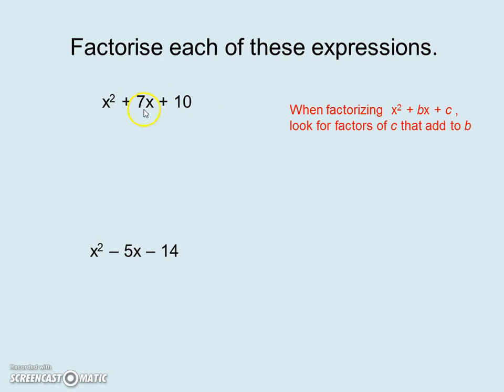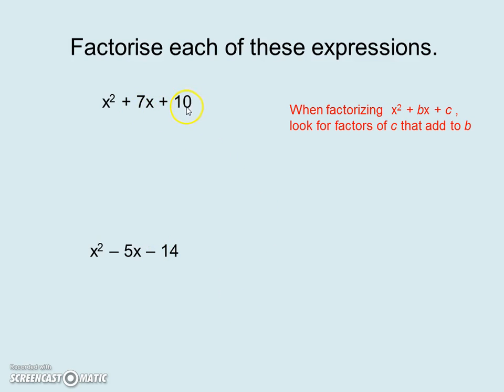Again, you know what the answer will be. Here, 10 is 2 times 5, 2 plus 5 is 7. Here, negative 14 is 2 times negative 7, 2 minus 7 is minus 5. So you know what the answer will be, but let's see how we do it.